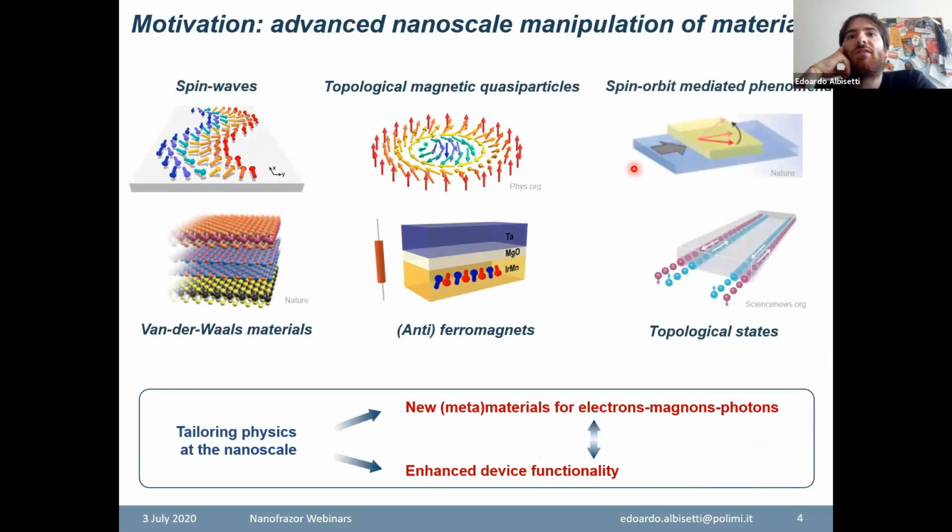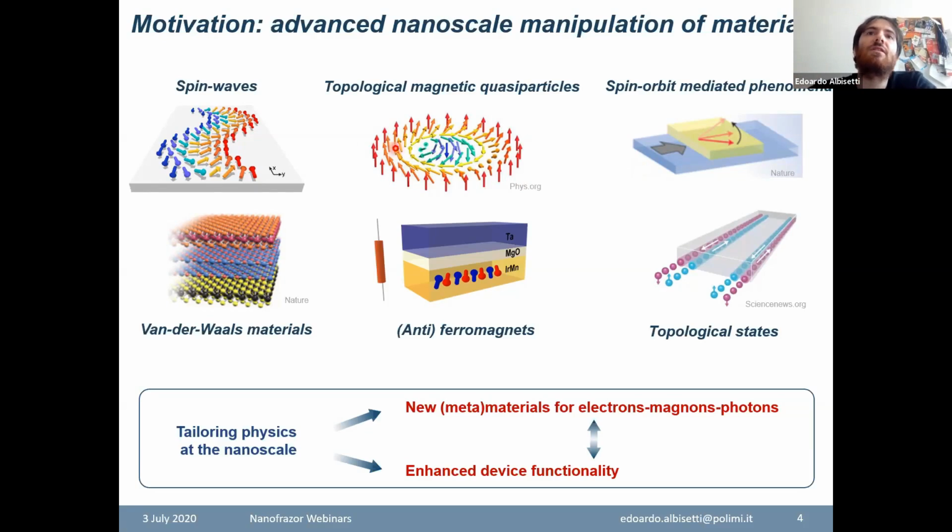So first of all, about the motivation, these are all the systems that we're interested in these days. And the idea is that there has been a huge boost in the discovery of new materials and new physical phenomena that may benefit from the ability to control them at the nanoscale for building new devices, new materials, new metamaterials for controlling the interaction of quasi-particles like magnons, photons or electrons, or simply for the ability to find new physics that lives only in these particularly nanostructured materials.